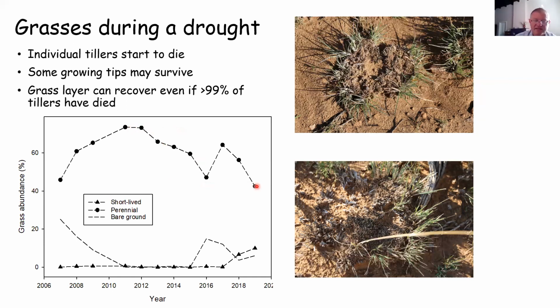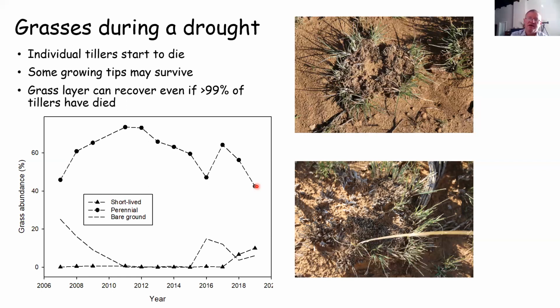Also, we can see on that same graph that bare ground, which is the unmarked line, increased, of course, and we can see that short-lived grasses increase. So the short-lived grasses quite enjoy a drought in a way, because they can just reproduce from seed when the rains actually come.